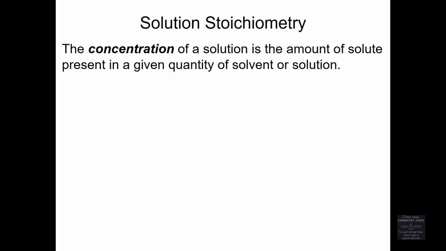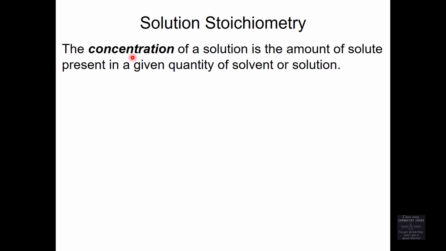So on to solution stoichiometry. That means how many ions are present in solution, basically. So we're going to talk about that in terms of concentration most often. The concentration of a solution is the amount of solute, that's the small thing, in a given quantity of solvent or solution. Remember, solution is solute and solvent together. Solvent is just the thing in big quantity.